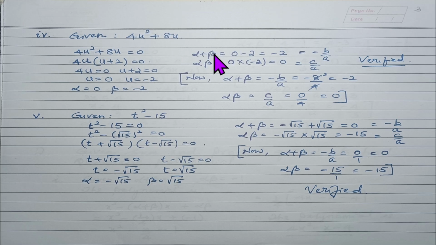The sum of the zeros is alpha plus beta, and that is 0 minus 2, that is minus 2. Alpha beta is 0 into minus 2, that is 0. Now let us go for the relationship.